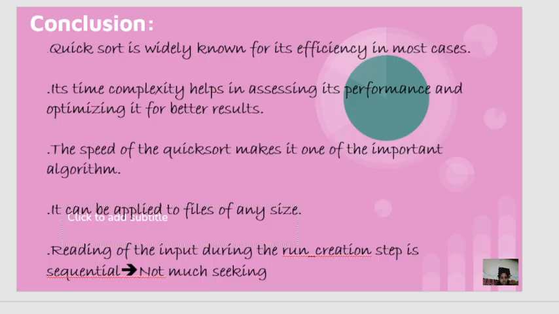Then at last, conclusion: why we need quicksort. Quicksort is widely known for its efficiency in most cases. Its time complexity helps in assessing its performance and optimizing it for better results. As the name indicates, the speed of quicksort makes it one of the most important algorithms. It can be applied to files of any size. Reading of the input during the run creation step is sequential, and there is not much seeking either. There are not many steps to be done here.